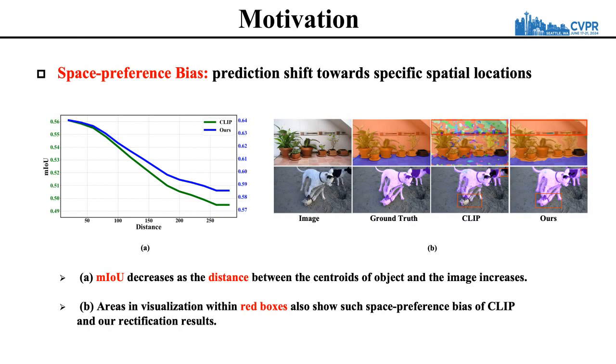From one aspect, CLIP exhibits space preference bias. CLIP performs apparently better for segmenting central objects than the ones distributed near the image boundary. It can be reflected by the fact that IoU decreases as the distance between the centers of the object and the image increases. Areas in the visualization within red boxes also show such space preference bias of CLIP and our rectification results.